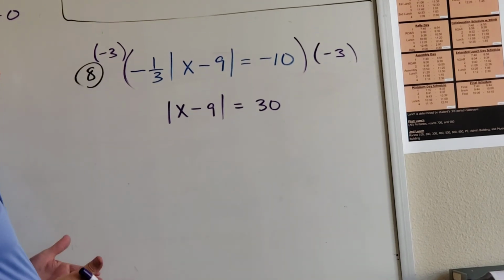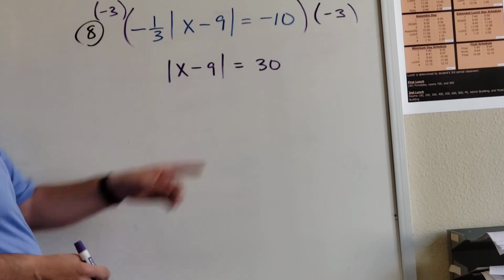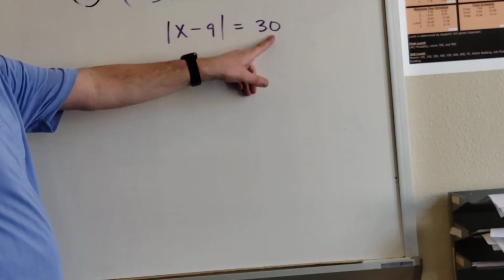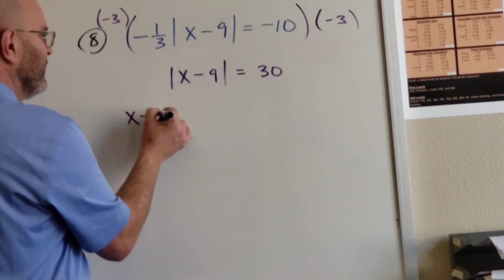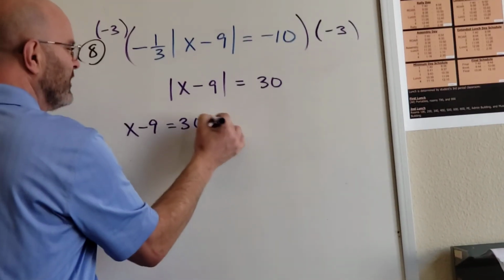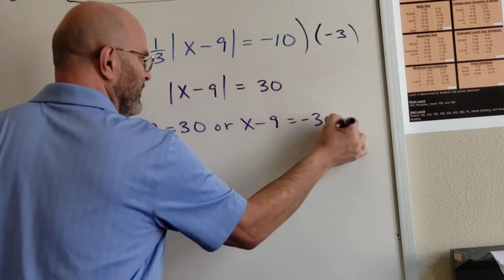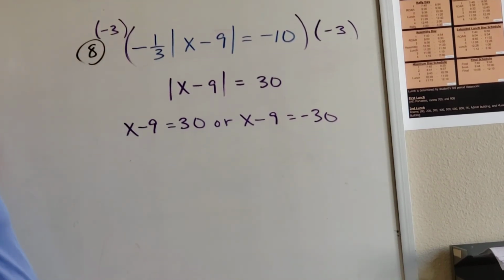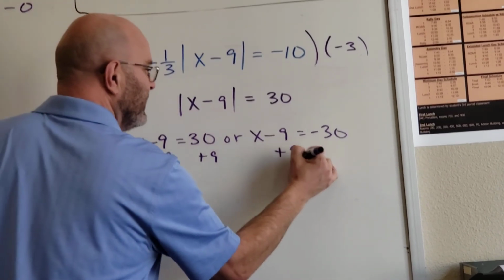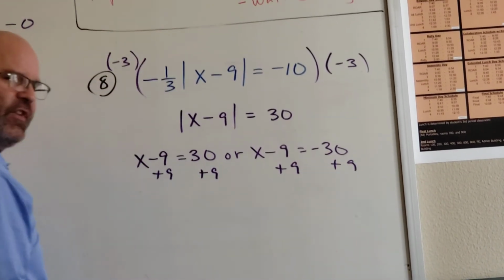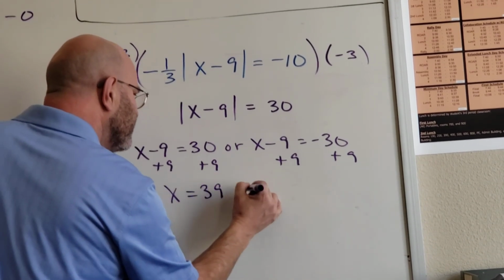So now we're to that point where I have to write my 2 equations down. We're going to get 2 solutions. The number on the right is positive, isn't it? So therefore, remove the absolute values. x minus 9 could equal 30, or x minus 9 could equal negative 30. To finish this off, let's add 9. Add 9. I'm solving them both simultaneously. This gives me x equals 39.